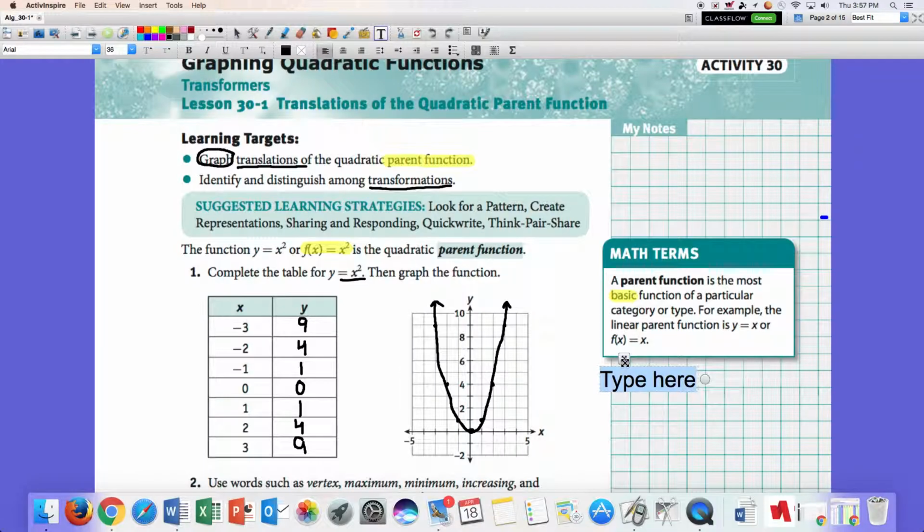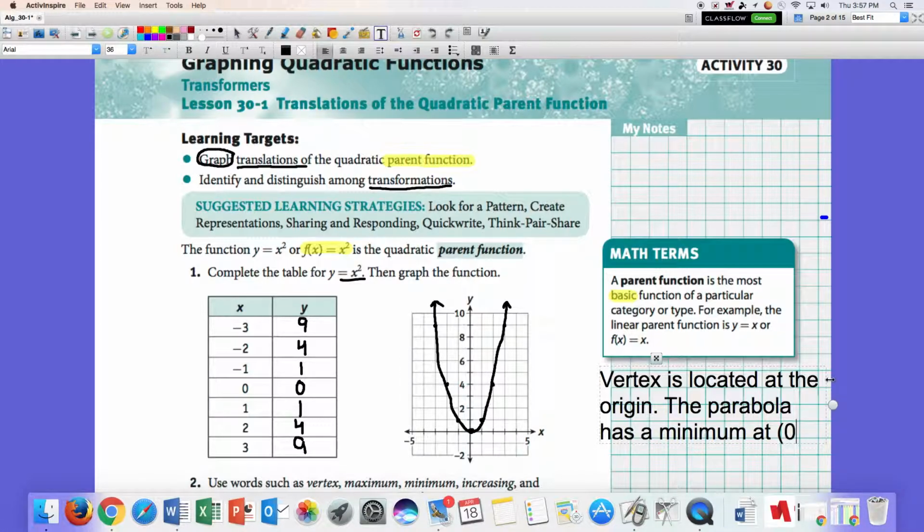So if we're trying to describe this, something that we could say, well, where's the vertex? Vertex is located at 0, 0, or we can say even at the origin. The parabola has a minimum at 0, 0.